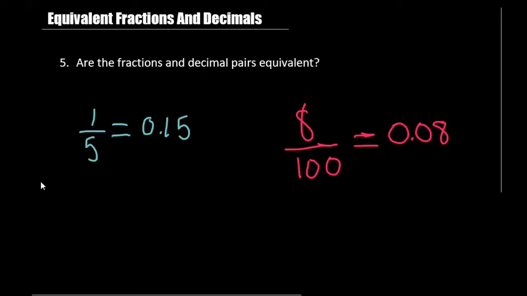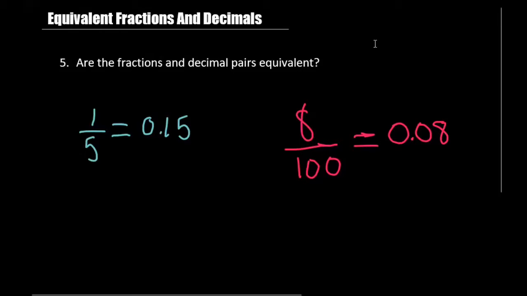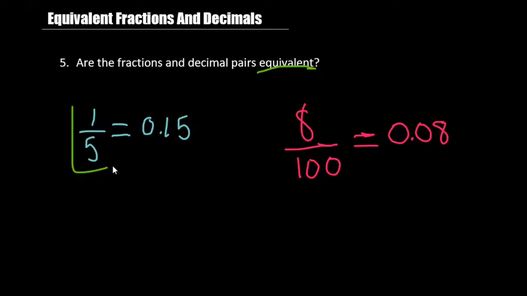Our fifth question is, are the fractions and decimal pairs equivalent? Equivalent basically means equal. So what the question is asking us to do is it's asking if the fraction right over here is equivalent to the decimal right over here. That means, are the fraction and the decimal equal?